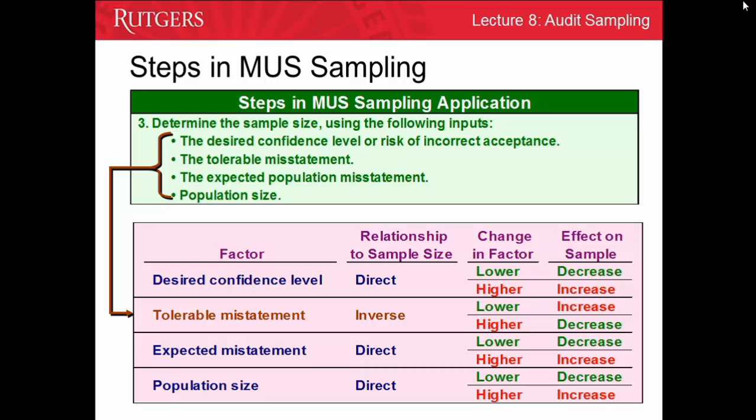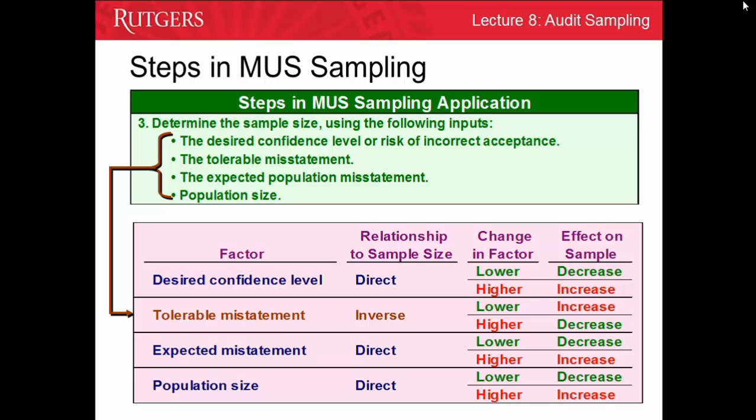The users of those financial statements may then sue the auditor for damages that result from relying on those financial statements. There is an inverse relationship between the risk of incorrect acceptance and sample size: the lower the acceptable risk of incorrect acceptance, the larger the sample size must be.